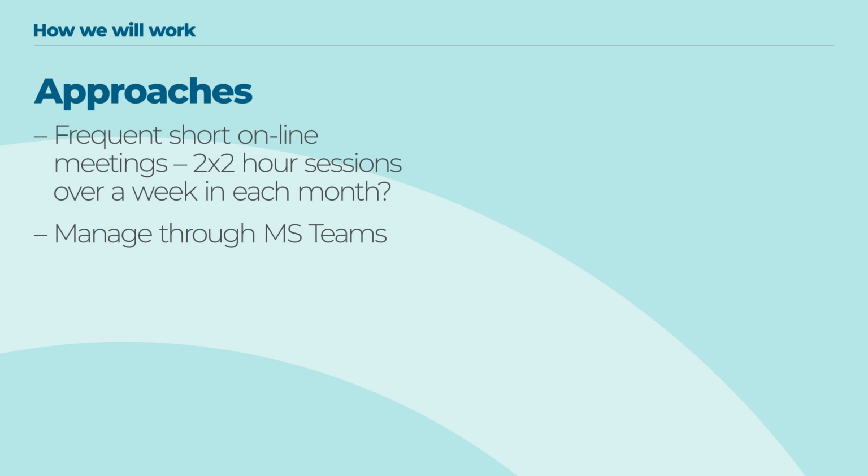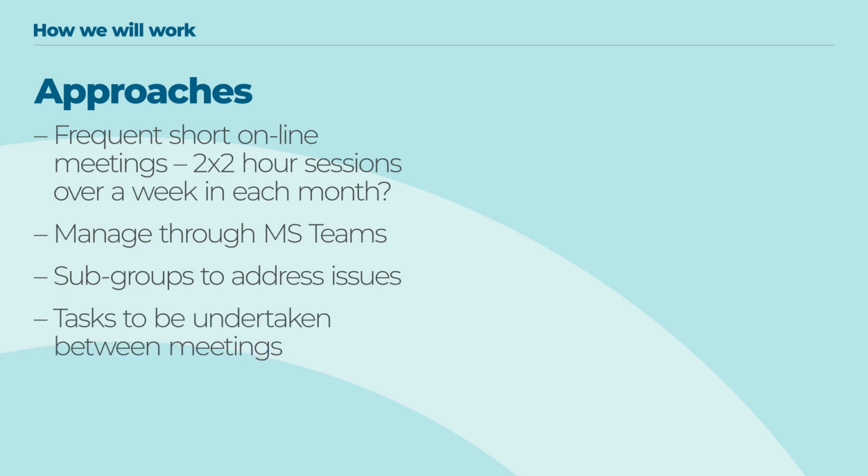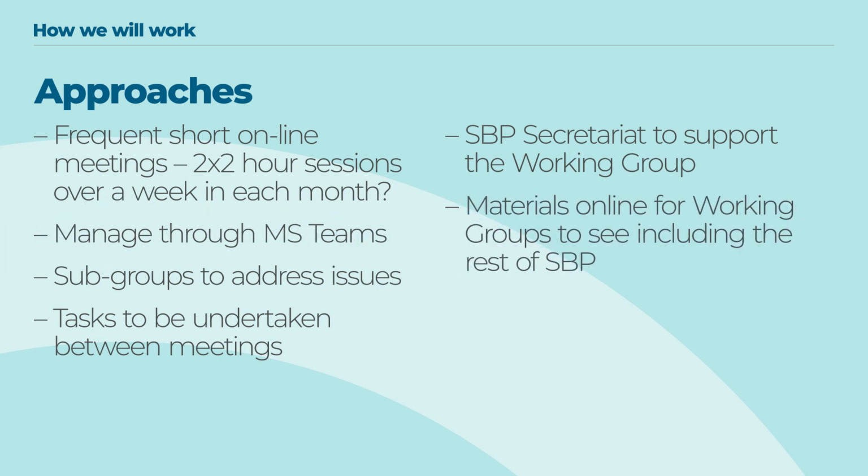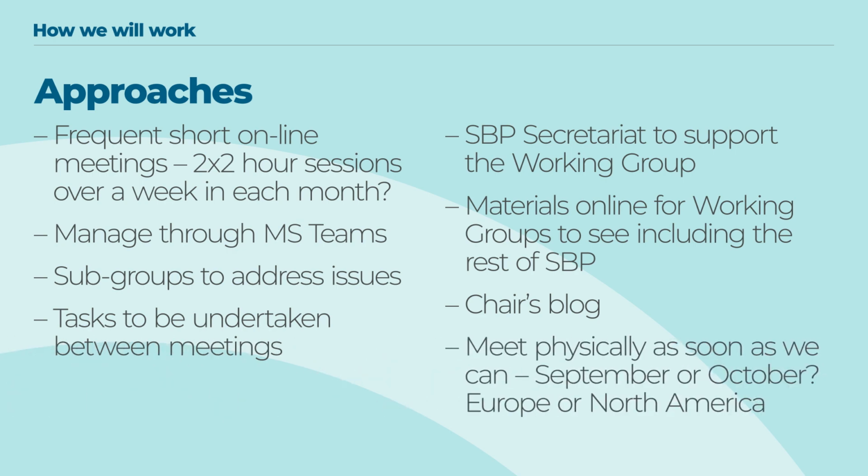We hopefully are going to break up the group into subgroups to address particular issues to give people greater time to focus, and we're definitely going to be asking participants in the working groups to undertake some work between meetings. The Secretariat is going to be able to support this work, but it is going to demand input from all of us. The materials for the working group will be online so that the rest of the SBP can see it. I'll be able to communicate progress through a chair's blog, and we hope to be able to meet as soon as we can physically sometime in the autumn, probably in Europe or in North America.